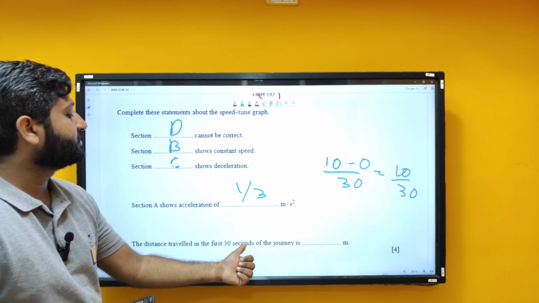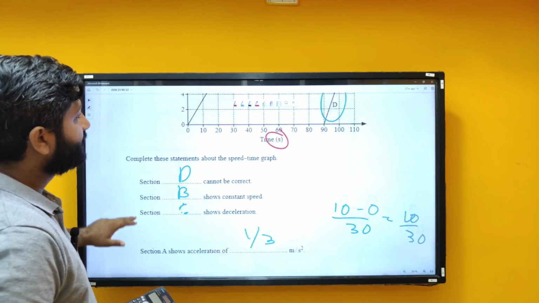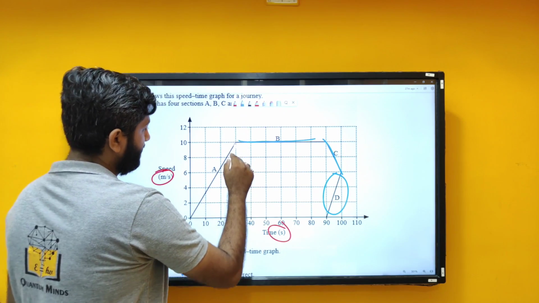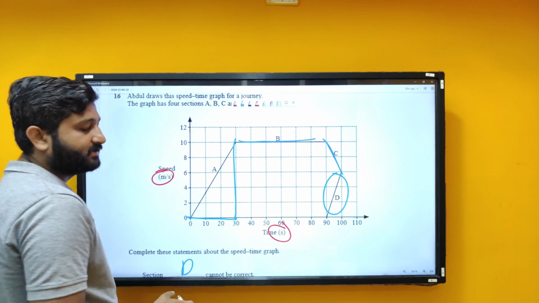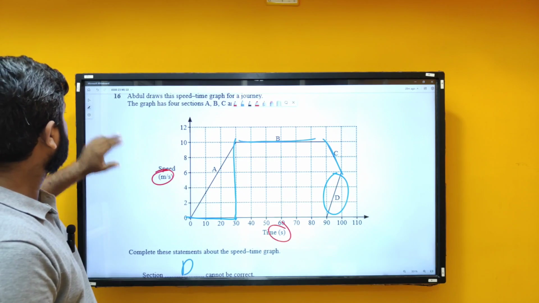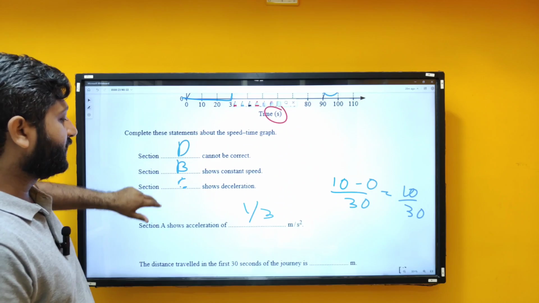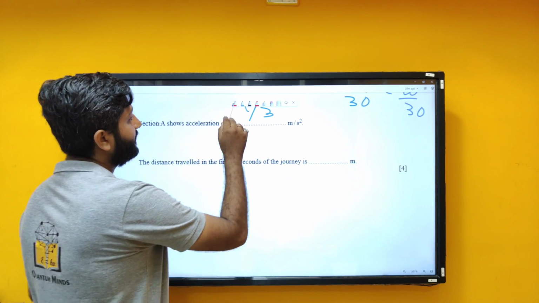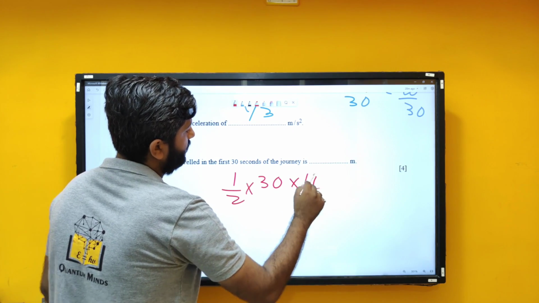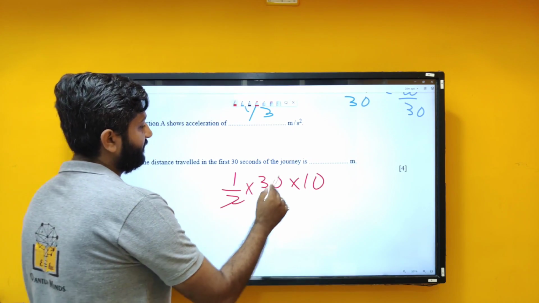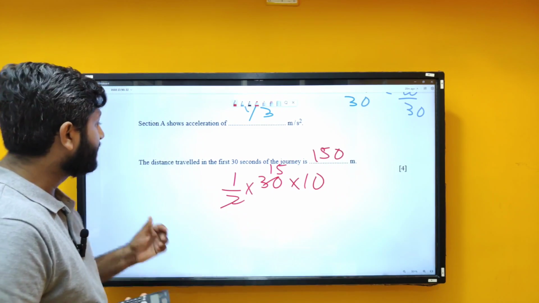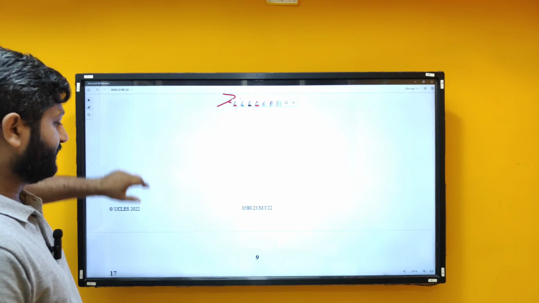The distance traveled in the first 30 seconds of the journey. Okay, so we know that the area of the speed time graph gives us distance. So we are supposed to find the distance traveled in the first 30 seconds. The base is 30, height is 10. So half into 30 into 10. So I think we have 150 meters as the distance traveled in the first 30 seconds of the journey.